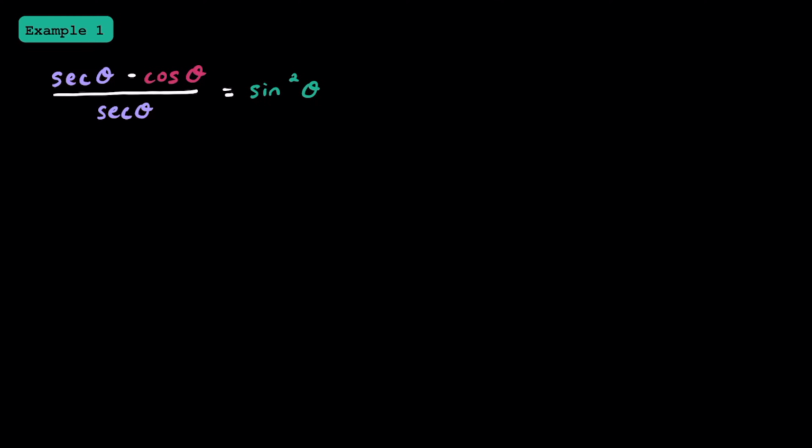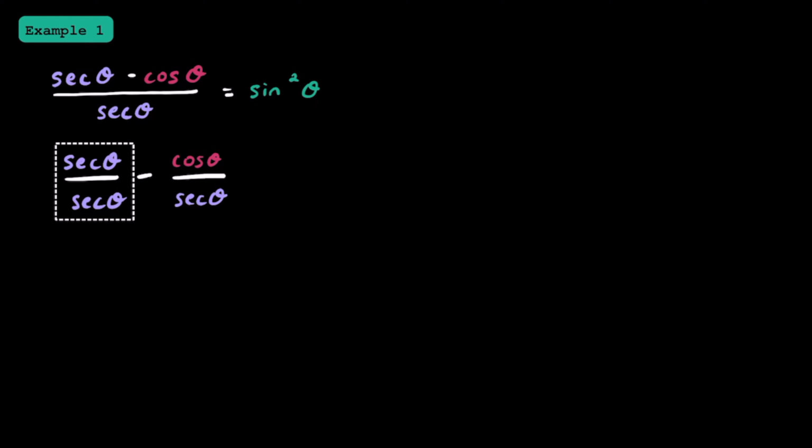Right from the beginning, I don't see any obvious ratio or Pythagorean identities. So instead, I'm going to see if I can rewrite this fraction on the left side here. I'm going to start by splitting this fraction into 2 separate fractions. I'm going to write secant of theta over secant of theta minus cosine of theta over secant of theta. Even though we separated it into 2 separate fractions, this is equivalent to the original fraction.